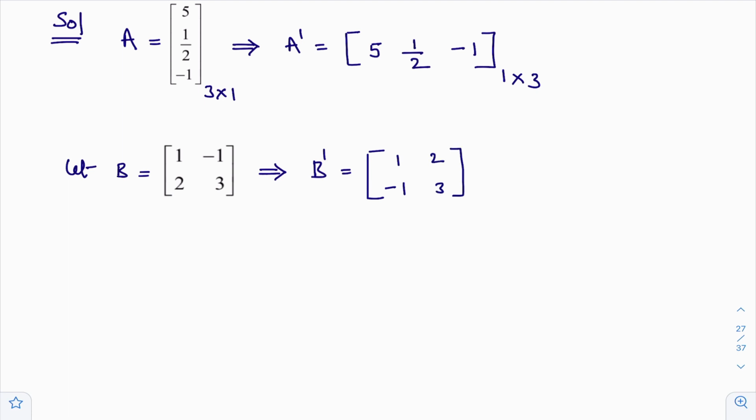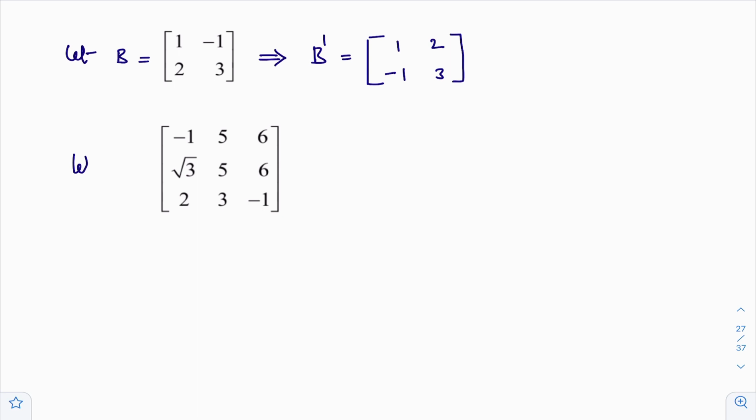What happened? I interchanged rows into columns. Automatically, columns also interchanged into rows. You see here, this is a first column. You can observe it as a first row here. These things we already discussed while learning the definition of transpose of a matrix.